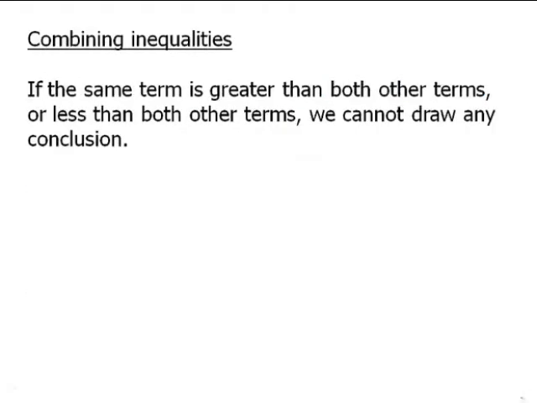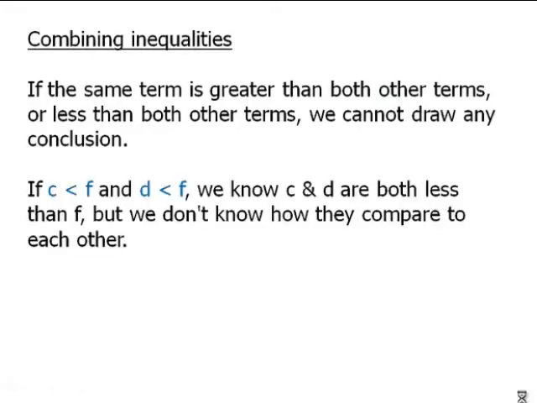If the same term is greater than both other terms or less than both other terms, we cannot draw any conclusion. If C is less than F and D is also less than F, we know that C and D are both less than F, but we don't know how they compare to each other. So for example, if F is 100, then C and D are both numbers less than 100, but there's nothing telling us which one is bigger than the other.